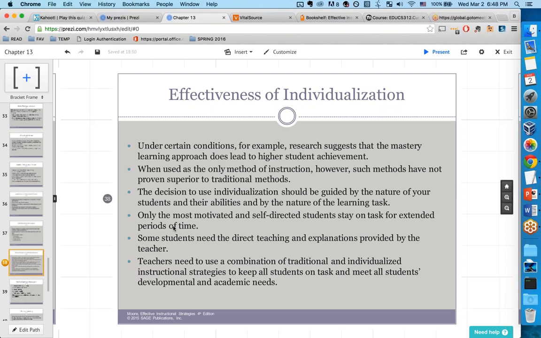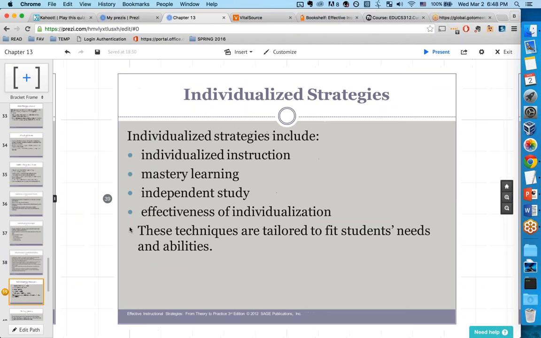Another concern is that if the students are self-motivated and self-directed, they may stay on task, but otherwise some individualized activities may not even work for some students. Some of the individualized strategies include individualized instruction, mastery learning, and independent study. These are the commonly used individualized strategies, so we can take a look at them quickly.